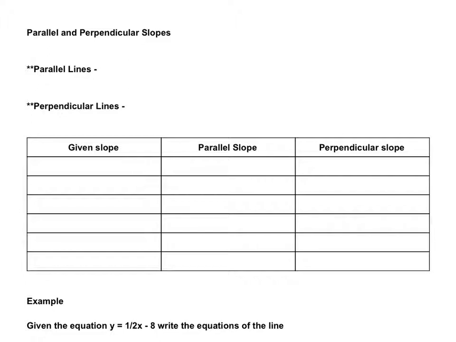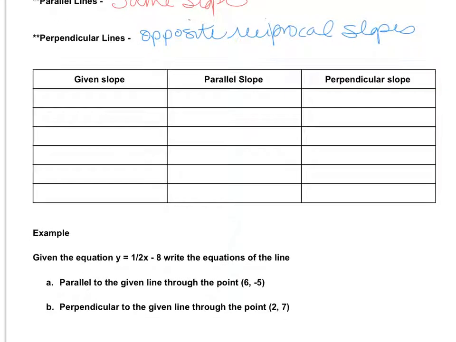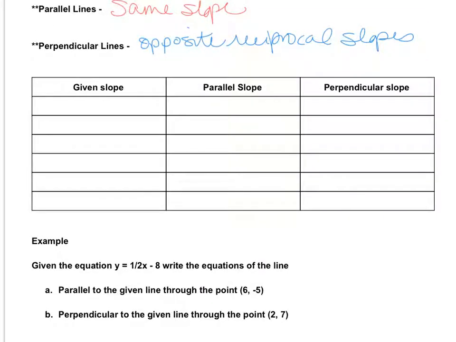Parallel and perpendicular slopes. Just want to make sure we touch base on this one more time. Our parallel lines have the exact same slope. And perpendicular lines have opposite reciprocal slopes. Alright, so we're just going to make up some given slopes here and find the parallel slope and the perpendicular slope just to kind of review here.